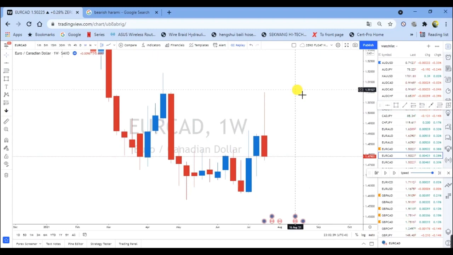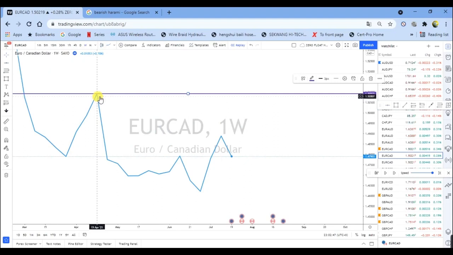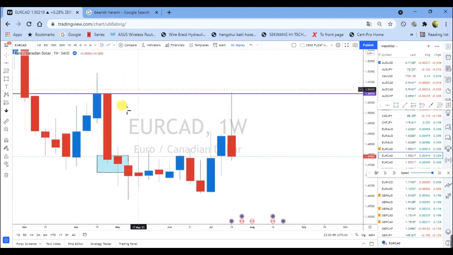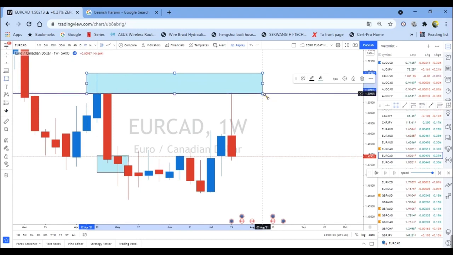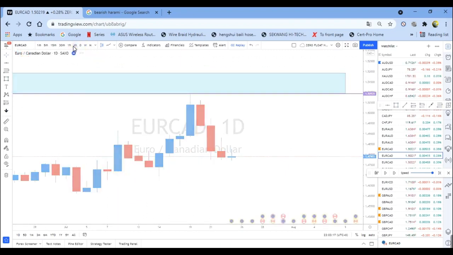This is from the pair Euro CAD on a weekly time frame. So we go to the line chart. We're supposed to go to the line chart and then mark the edge of the resistance with a horizontal line, and then we mark our second movement. So this will be our second movement. So we go back here to our candlestick and then mark the zone, from this wick all the way to the edge of the resistance. There we go. So now remember guys, on a weekly time frame, which time frame is the confirmation of rejection that we need to look into? That is the daily and the H4.